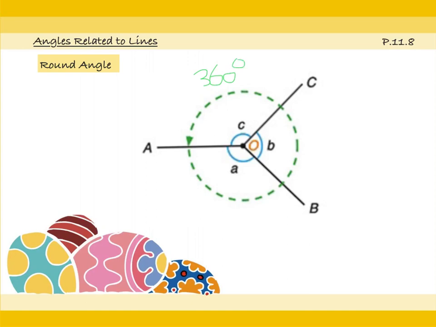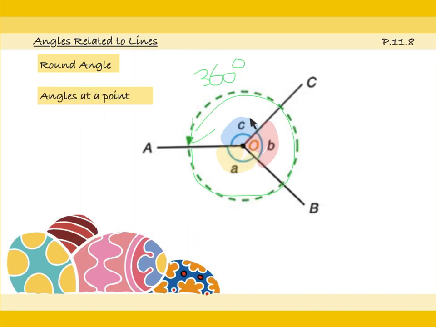But this time we are talking about something different, which is we are going to add up the angles. All the angles here form a round angle, like this. But this time we don't call this a round angle. Instead, we will call it angles at a point.